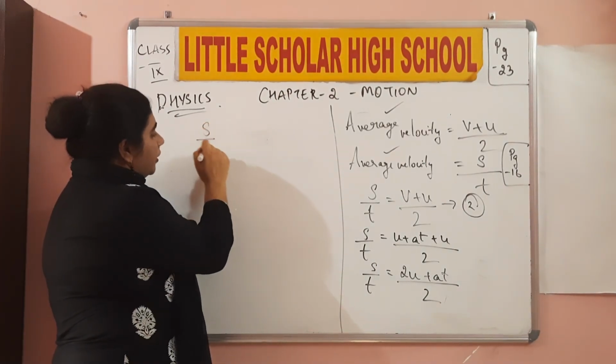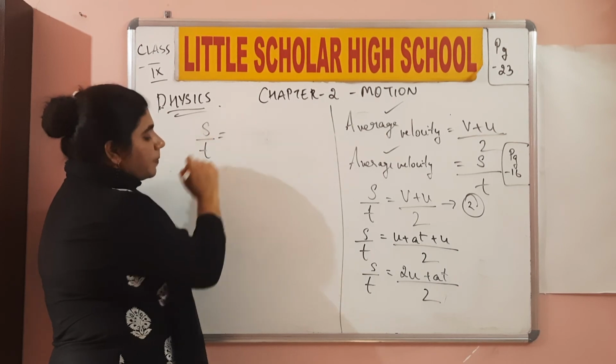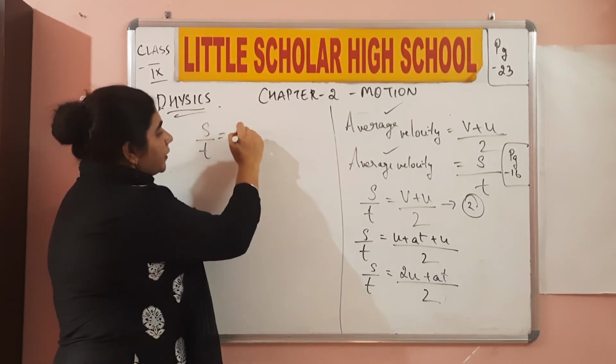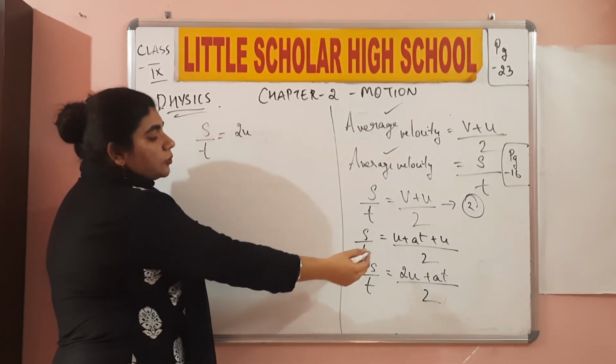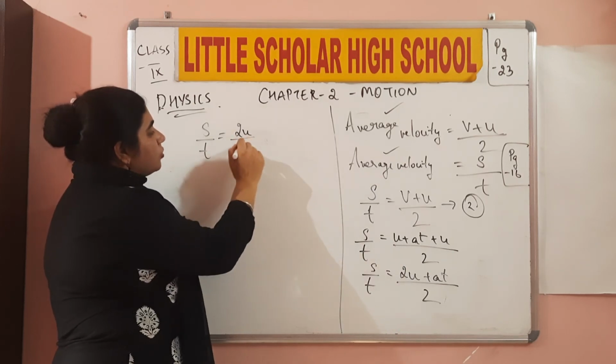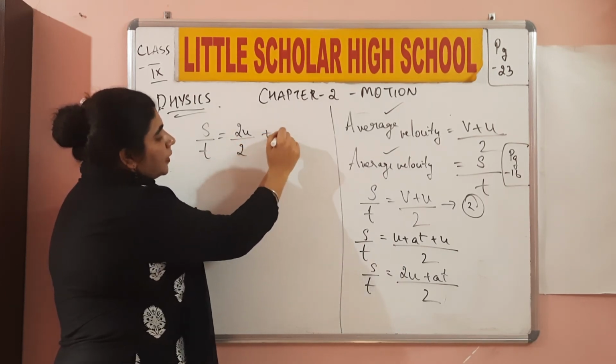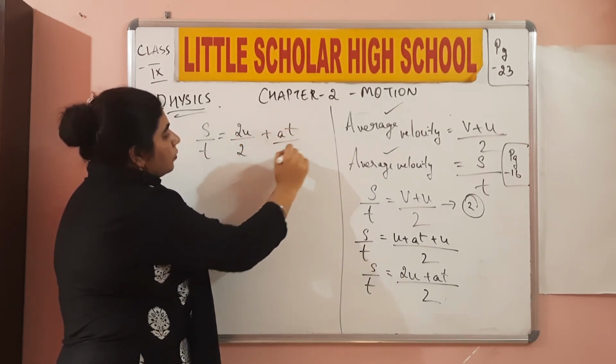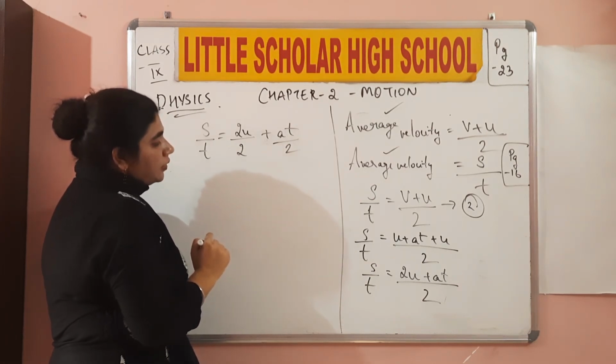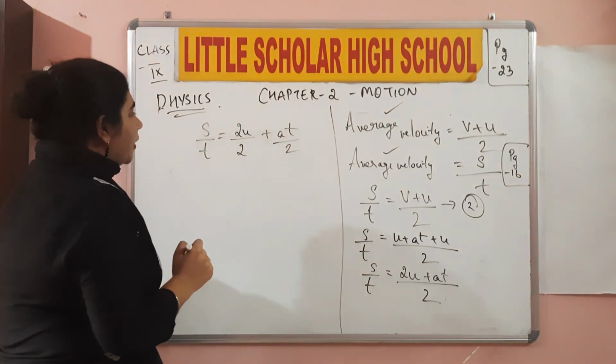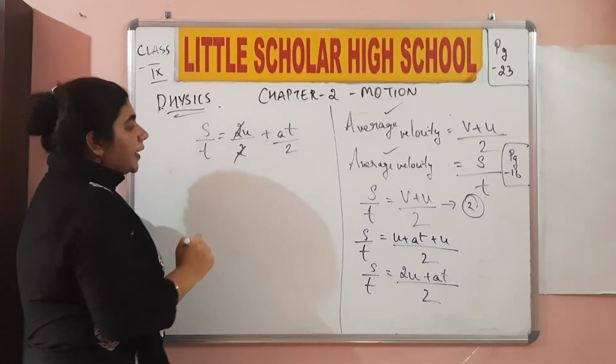So here, taking this equation this side, S by T is equal to, look at this. The denominator is for both the numerators, yes or no? So 2U by 2 plus AT by 2. Okay with everybody? So here what am I going to do? This 2 and this 2 can get cancelled.